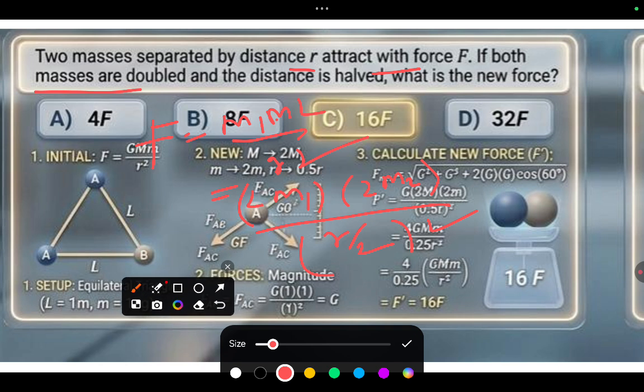Both the masses are doubled, which gives 4 m1 m2. The distance is half, so r square by 4. So that is 4 into 4, that is 16F. So mass doubled and distance halved means the force is 16 times.